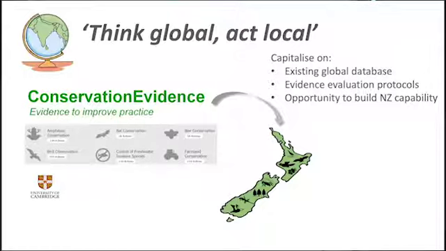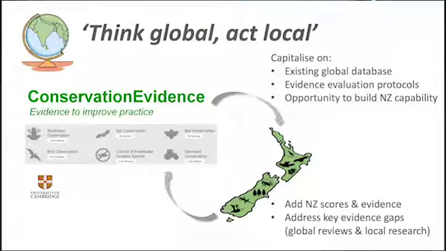So I think what we hope is the aspiration for developing tools like this is capitalizing on a resource like the Conservation Evidence Database, where they've pulled together global literature and got protocols together for doing that evidence evaluation. There's an opportunity for us to build on that capability, but also to contribute back. So what are some of the scores and evidence that we've gathered within New Zealand that can contribute to that process, and can we help to gather some information that might address key gaps that are important to New Zealand and might also benefit others overseas?